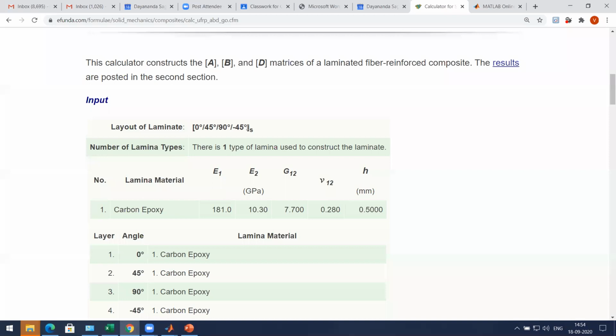For the A matrix, it doesn't matter because it's multiplying with the thickness. The sequence doesn't matter for the A matrix, so that's why you don't have any problem there. But you can't have 30 degrees or 60 degrees here. It is 180 divided by 4 that we have done. So 0, 45, 90, minus 45, and again the same thing will repeat: minus 45, 90, 45, 0.